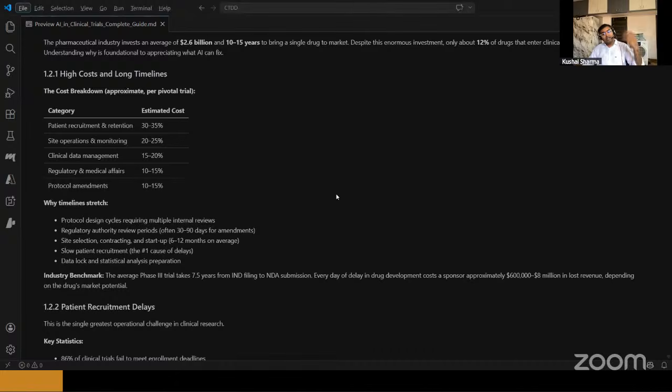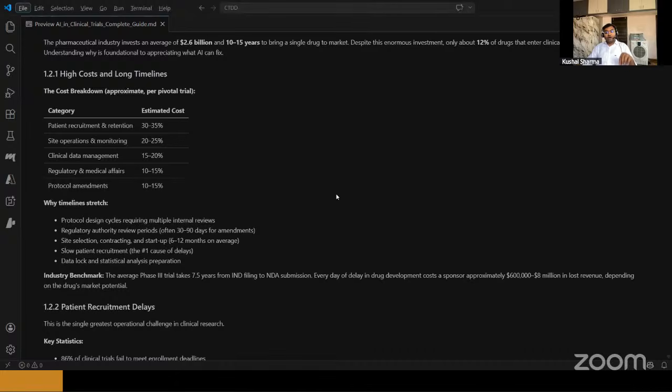Now, why the timeline stretches? Protocol design cycles requiring multiple internal reviews. Regulatory authority review periods often 30 to 90 days for amendments. Site selection, contracting, and startup 6 to 12 months on average. Slow patient recruitment. That's the primary cause of the delays. Data lock and statistical analysis preparation. What is the industry benchmark? The average phase 3 trial takes 7.5 years from IND filing to NDA submission. IND and NDA are the processes.